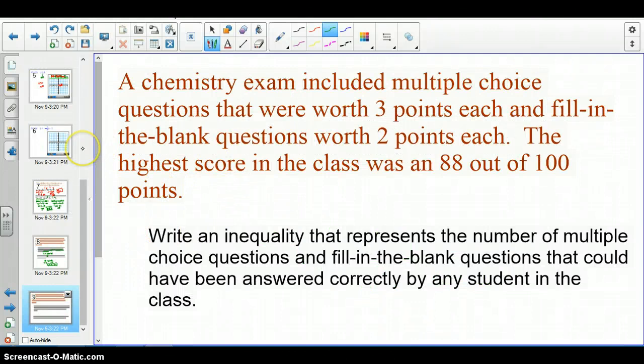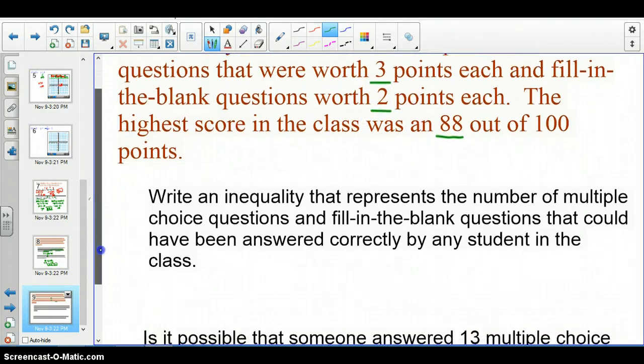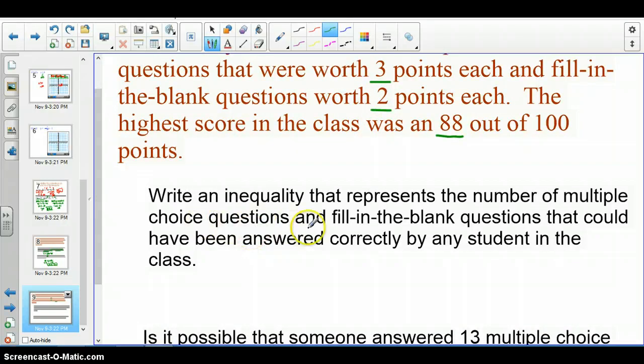Okay, the last one says a chemistry exam included multiple choice questions worth 3 points each and fill in the blank questions worth 2 points each. The highest score in the class was 88 out of 100. I've underlined some important things there. Write an inequality that represents the number of multiple choice questions and fill in the blank questions that could have been answered correctly by any student in the class.